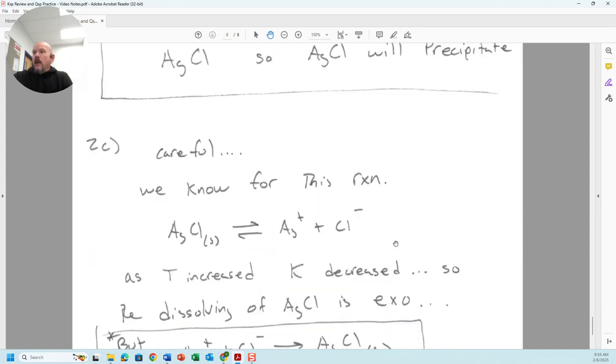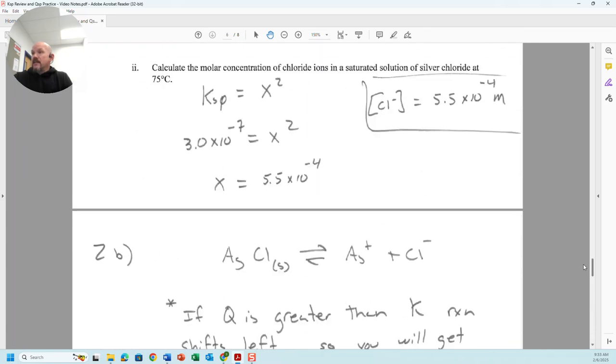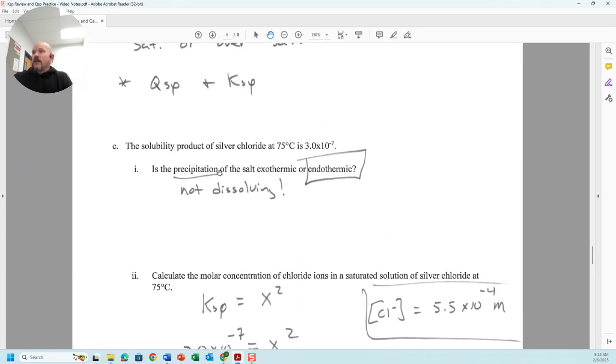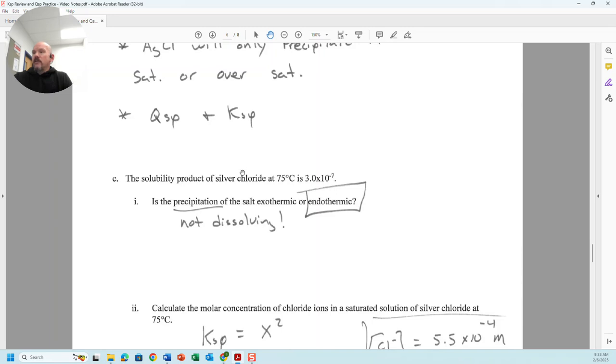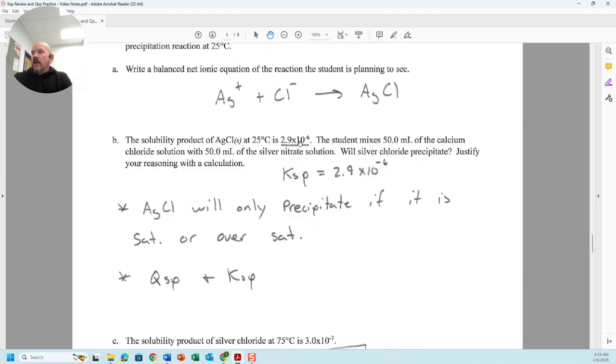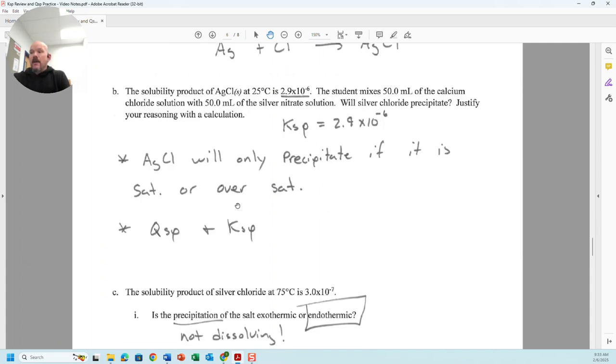All right. And then part C, this was a tricky one, right? So notice they give us the solubility product of silver chloride at 75 degrees Celsius, okay? And notice that it's actually lower than the solubility product at 25 degrees Celsius. We went from 10 to the negative 6 to 10 to the negative 7. So K is decreasing as temperature increases. So that's telling us that the dissolving of silver chloride in water, the Ksp reaction, is exothermic. But that's not what they asked.